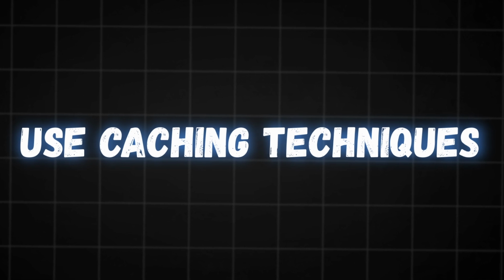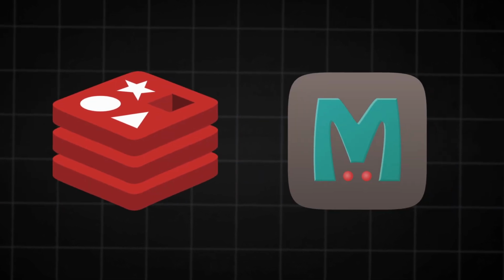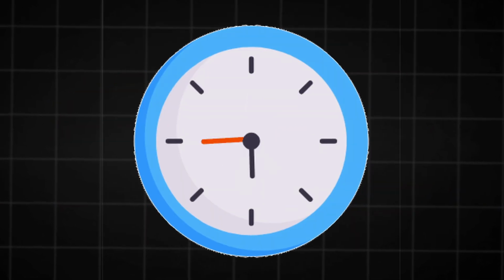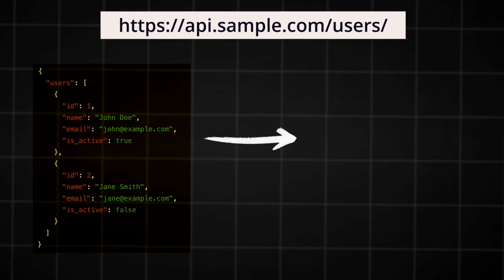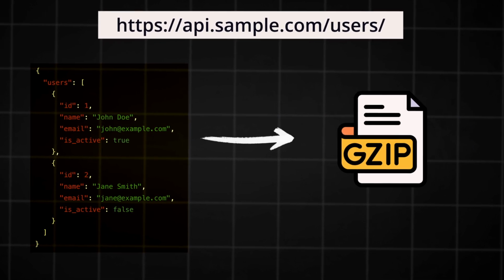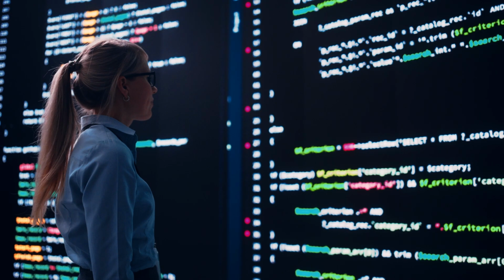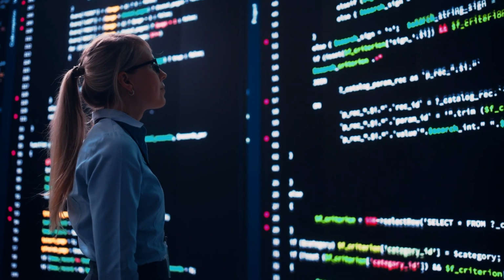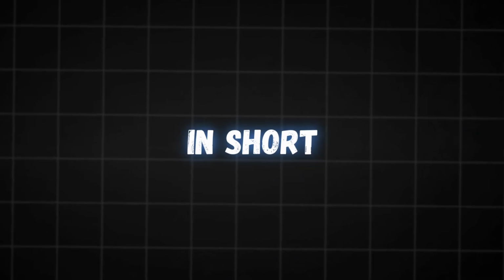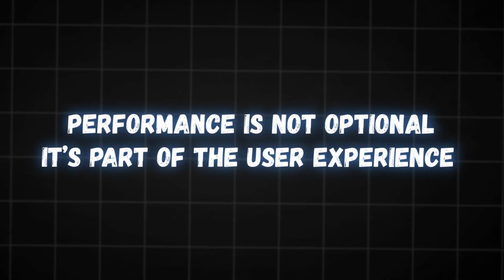Use caching techniques like Redis or Memcached to reduce load on your database and speed up frequently accessed data. Also, compress your API responses using gzip or similar tools to reduce payload size. Additionally, monitor performance using tools like New Relic or even simple logs to detect slow endpoints and optimize them regularly. In short, performance is not optional, it's part of the user experience.